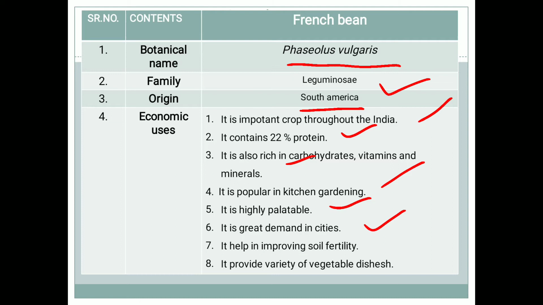It helps in improving the soil fertility because on the roots of French bean, leghemoglobin, that means root nodules, are present, which help to fix atmospheric nitrogen so that it improves the soil fertility. It provides a variety of vegetable dishes so that it has great demand in human diets. Okay, these are all the economic uses of French bean.